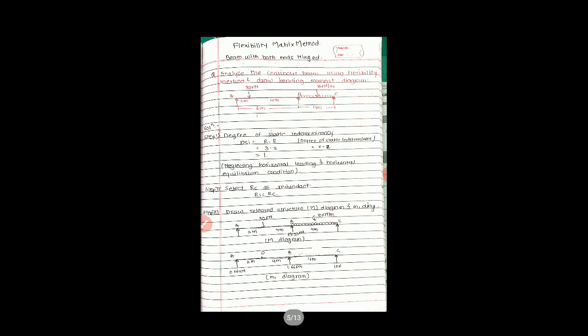We are going to start with this numerical. Analyze the continuous beam using the flexibility matrix method and draw the bending moment diagram. This is the numerical that was asked in the exam, and this question was asked for 10 marks. If they ask the complete numerical, that is, analyze the whole beam and draw the bending moment diagram, it means the question is for the maximum of 10 marks.